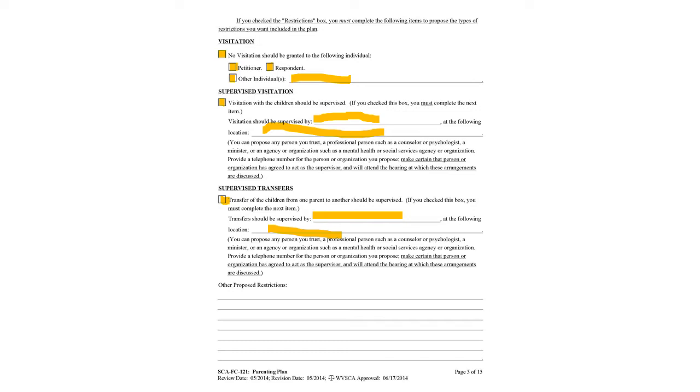Finally, on page 3, list any other proposed restrictions you can think of. This may include things like no alcohol use or drug use, or not being allowed to drive with the child in the car. It can also include things like additional people that you think should not be around the children. In this space, be sure to be specific.